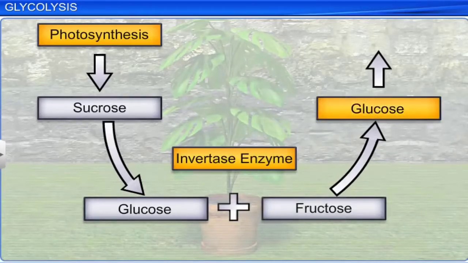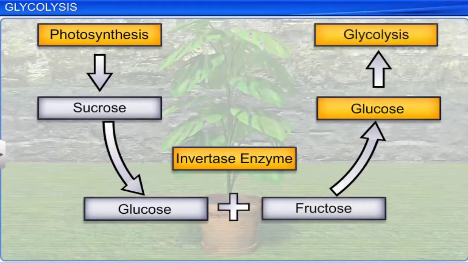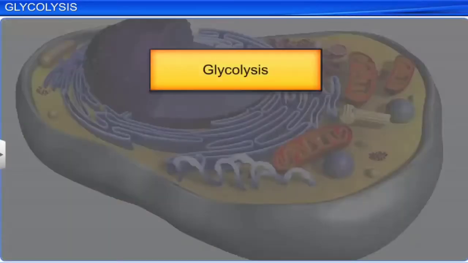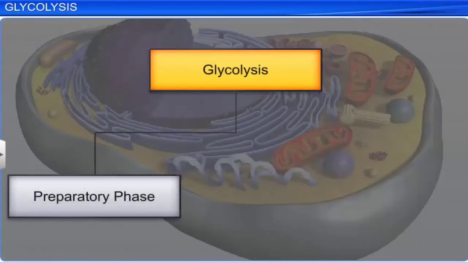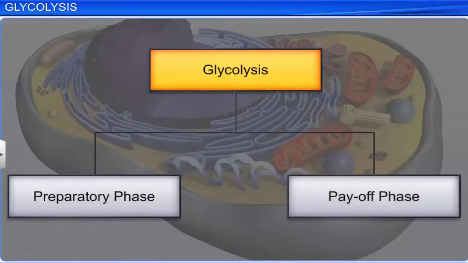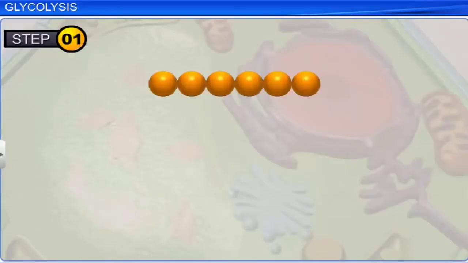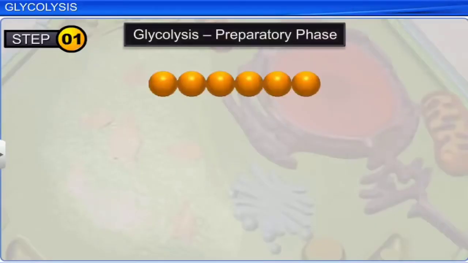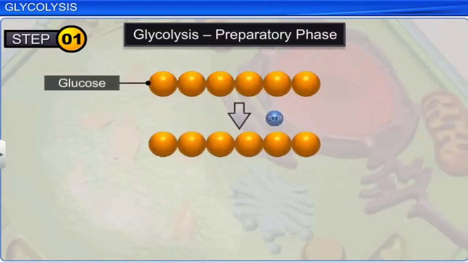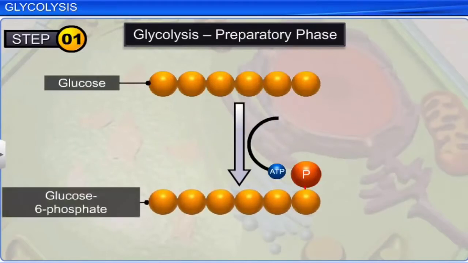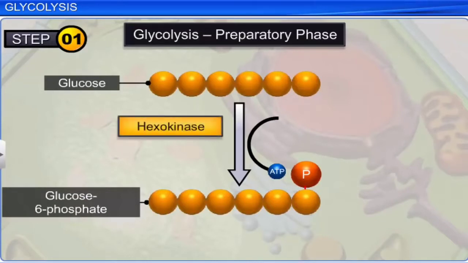The glucose thus produced is utilized in the glycolysis process. Glycolysis takes place in 10 steps involving 2 phases, preparatory and payoff phase. The preparatory phase starts with the phosphorylation of 6-carbon glucose using ATP to form glucose 6-phosphate. It is catalyzed by the enzyme hexokinase.